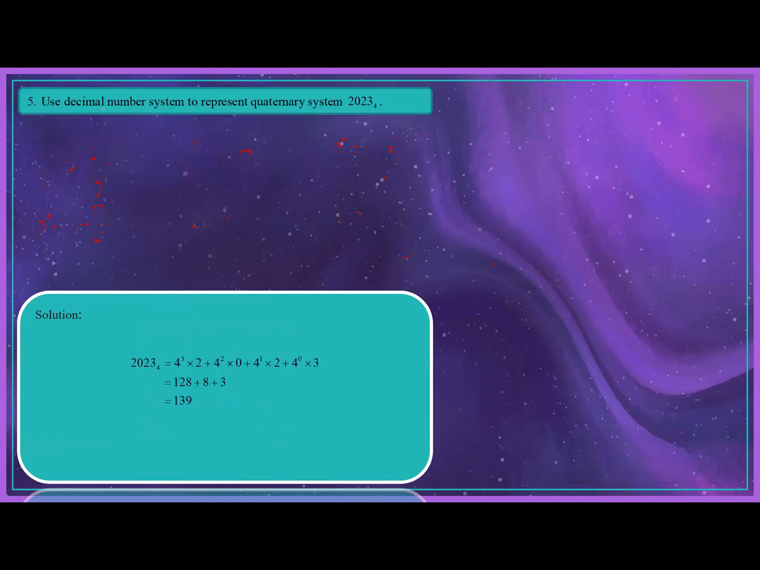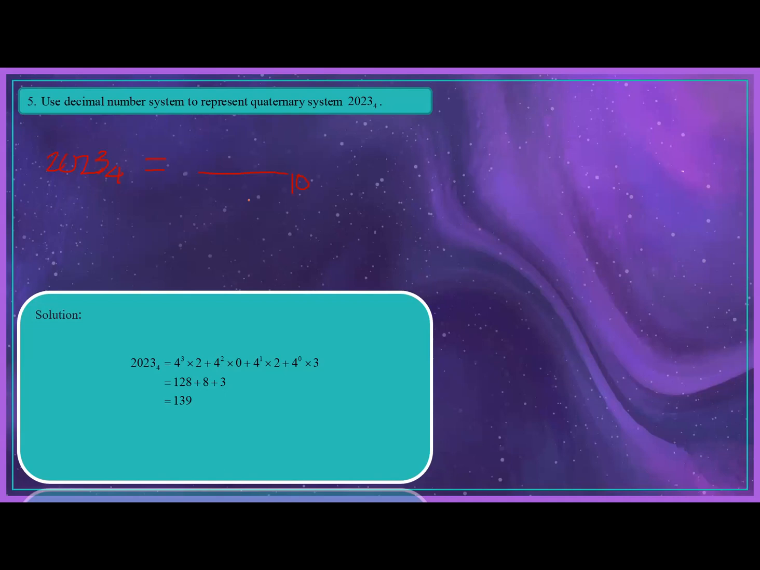I use decimal number system to represent quaternary system. The number 2023 base 4. Okay, so now this means that this number 2023 base 4, we need to convert this into a number in base 10. Okay, because decimal is base 10.